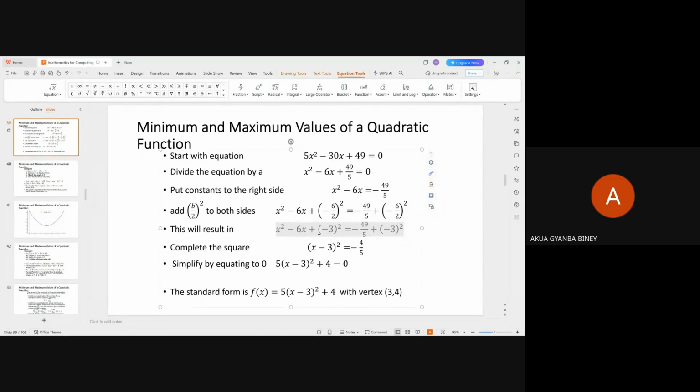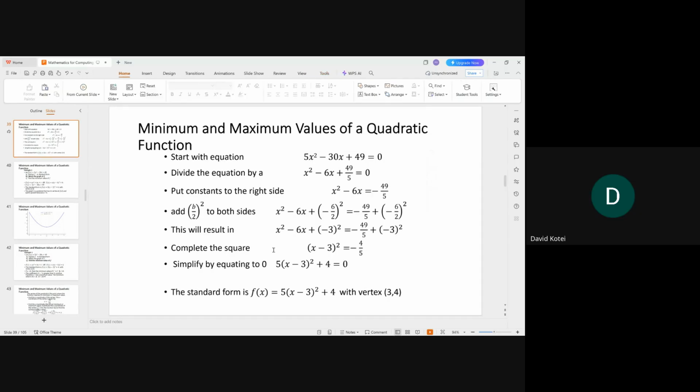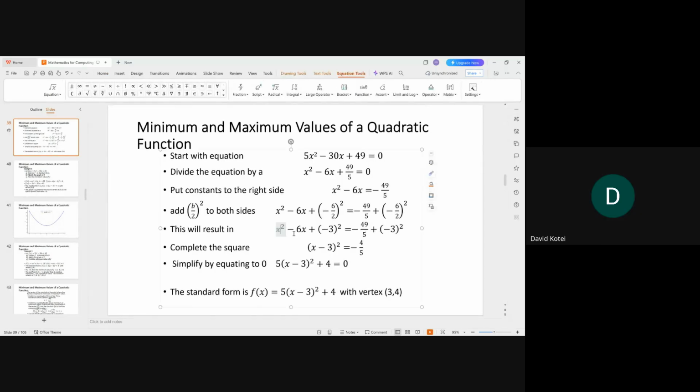I know it is too much. That's why I'm trying to break it down. So whatever is happening to the -6x, my dear, don't worry. It is there. So just take the square here.